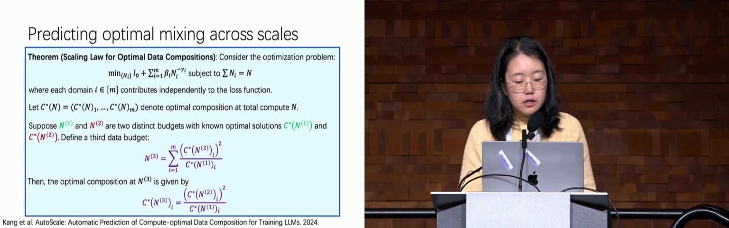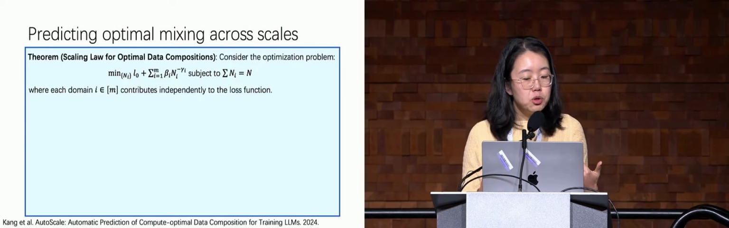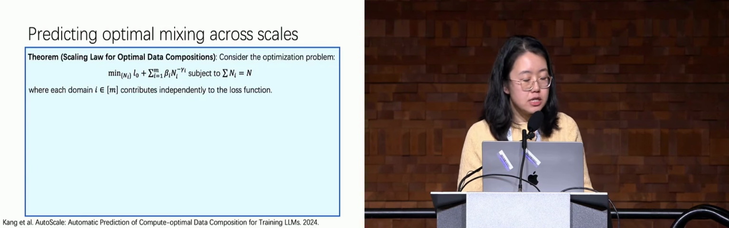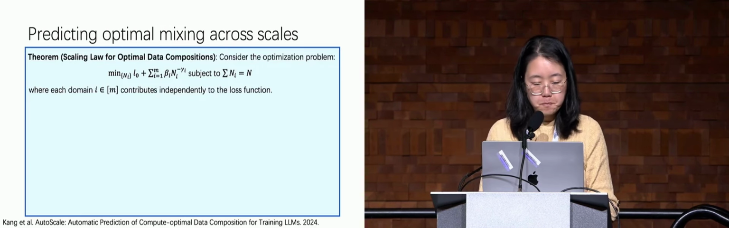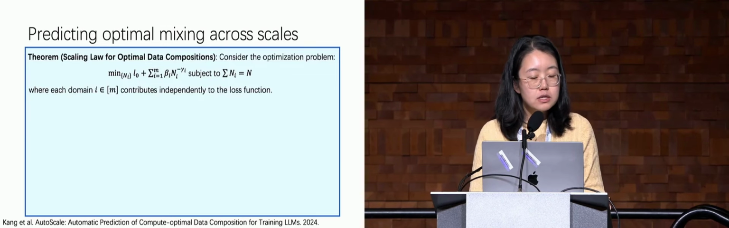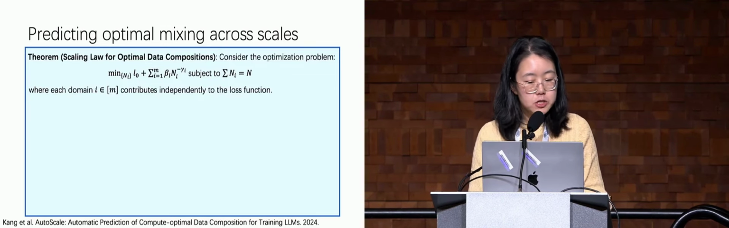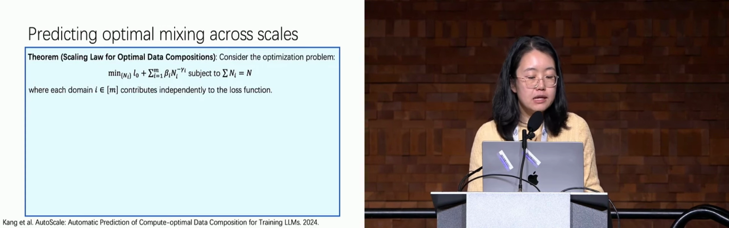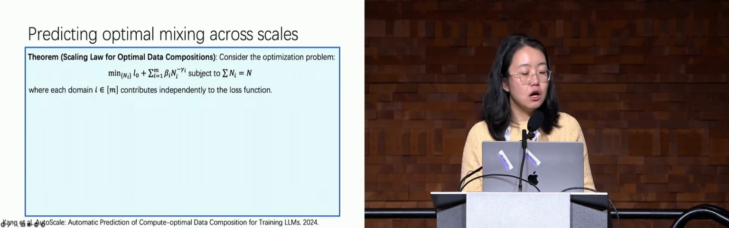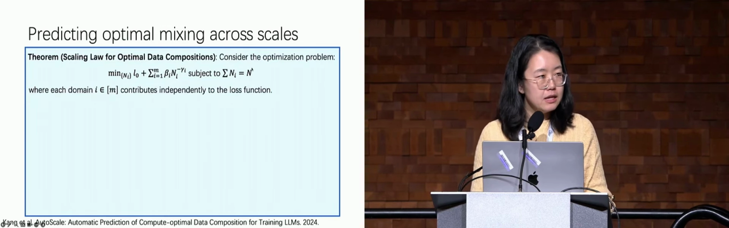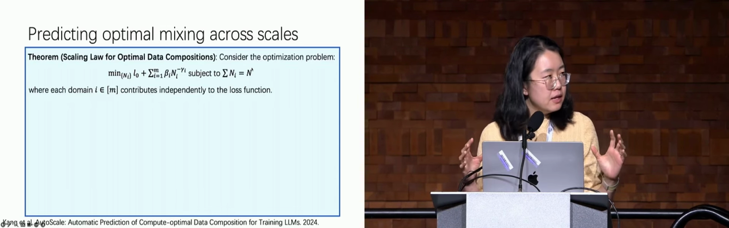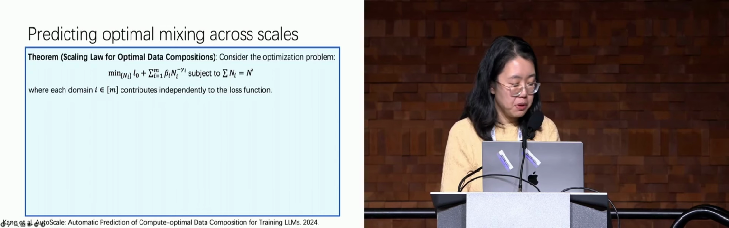So the key message here is that the optimal mixing is really scale-dependent. We have to have a way to predict how optimal mixing changes as the scale grows. Okay, so here is the result that emerged from the recent literature. It tells us how exactly the optimal data composition will change according to different data scales. It is quite a long theorem. Let's break it down. So at the beginning, we consider an optimization problem.